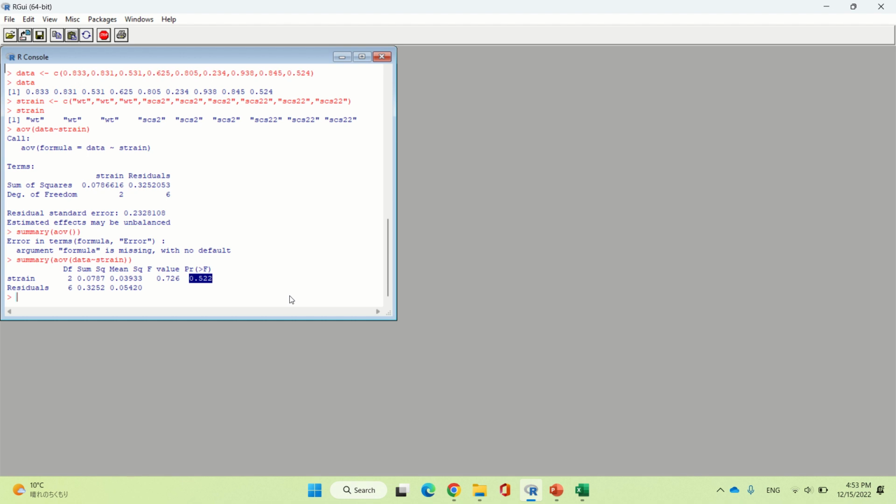Then the code to execute the Tukey HSD is T-U-K-E-Y, with a capital T. HSD is in capital letters. And then a bracket. Not AOB, also AOB, in the bracket.